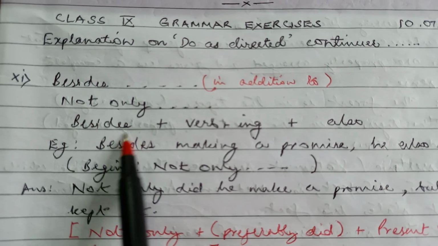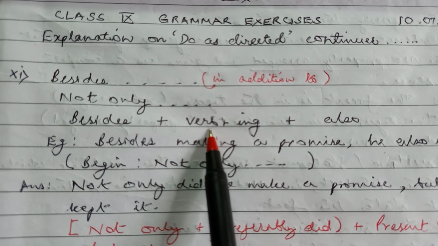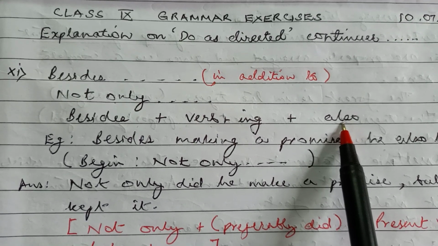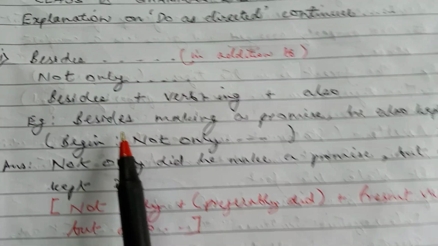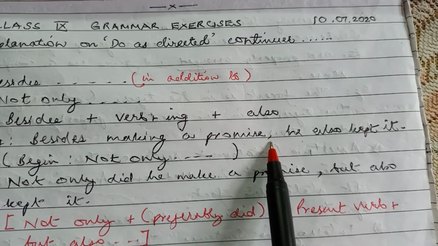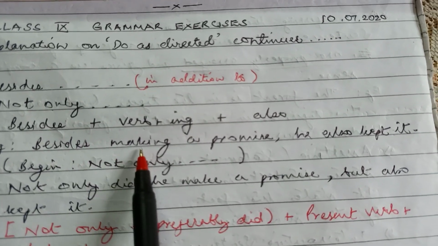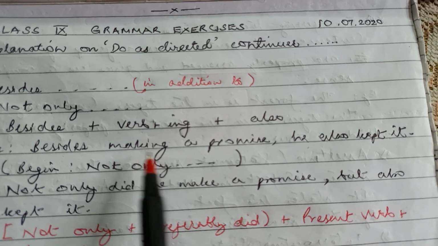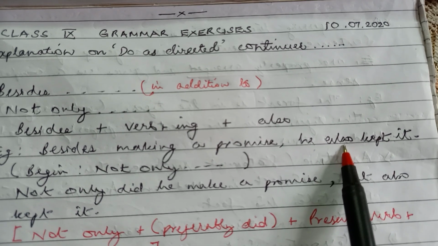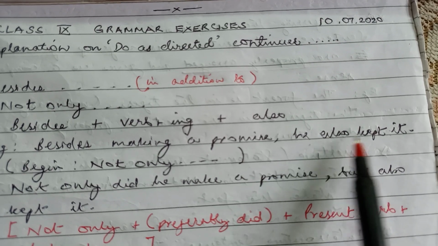So whenever we are getting besides to work with, the verb is always ing, which means continuous form, right? And we also have the word also in the sentence, right? Try to understand the example. See, besides making a promise, comma, he also kept it. So look at the framing. Besides has taken verb plus ing, making, right? And we also have the word also in the later part of the sentence, right? So let's read again. Besides making a promise, he also kept it.